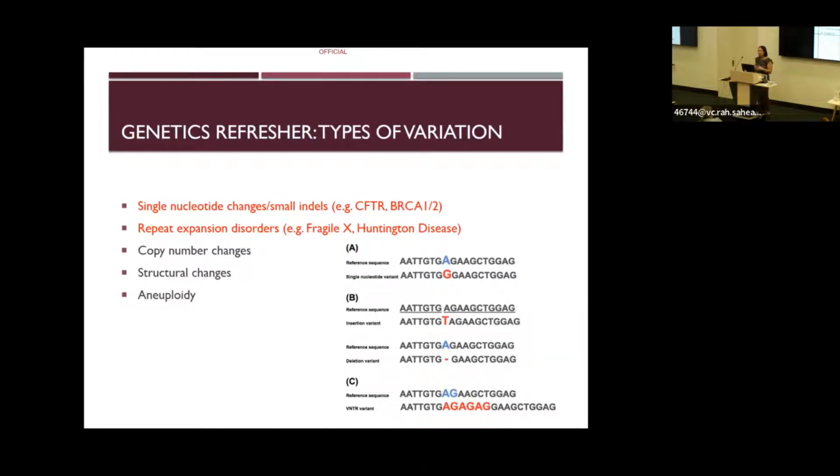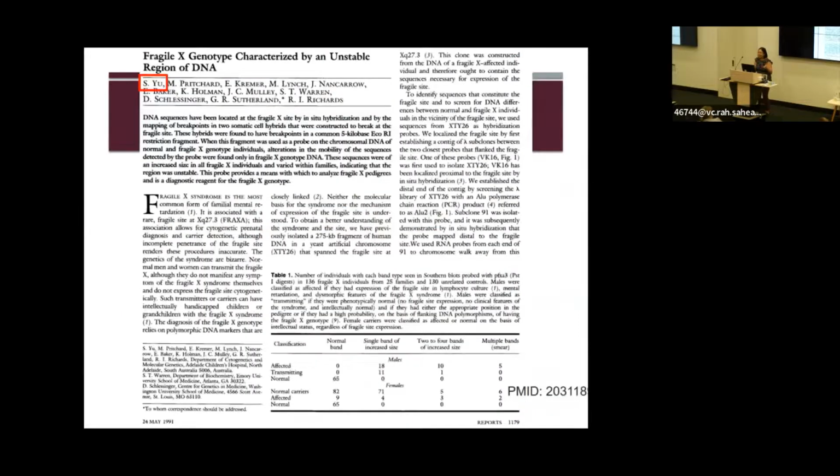So starting off very small, we've got single nucleotide changes, so a change from an A to a G, for example, or small insertions or deletions of a couple of nucleotides. Then we've got repeat expansion disorders where we've got a repeating motif that's repeating over and over and over again. And once that motif expands up to a certain threshold, it becomes pathogenic. I'll just plug SA Pathology here and our clinical director, Dr. Sui Yu, who's my supervisor. She actually discovered the molecular mechanism of Fragile X as part of her PhD.